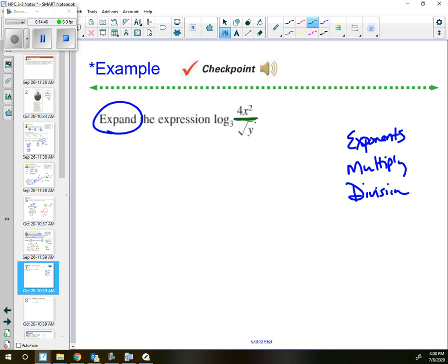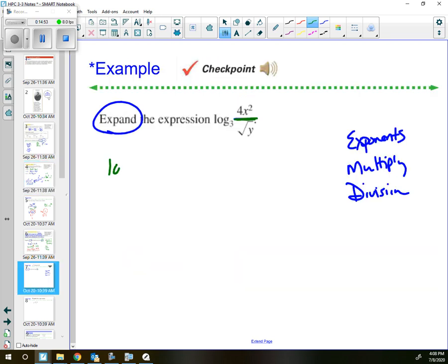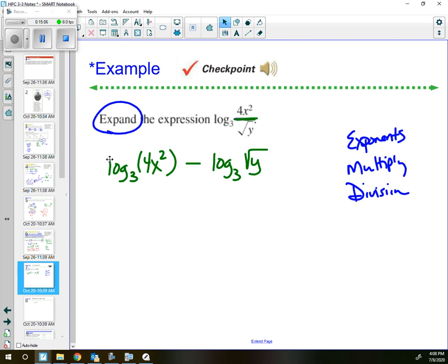So what is dividing two logs the same as? We'll go back to our properties. That's property number 2. It's the difference of the logs. So this would be log base 3 of the numerator, and if it helps you to think of that whole thing as a numerator, minus the log base 3 of the denominator, square root of y. All right, so we dealt with the division. It's a subtracting of the two logs.